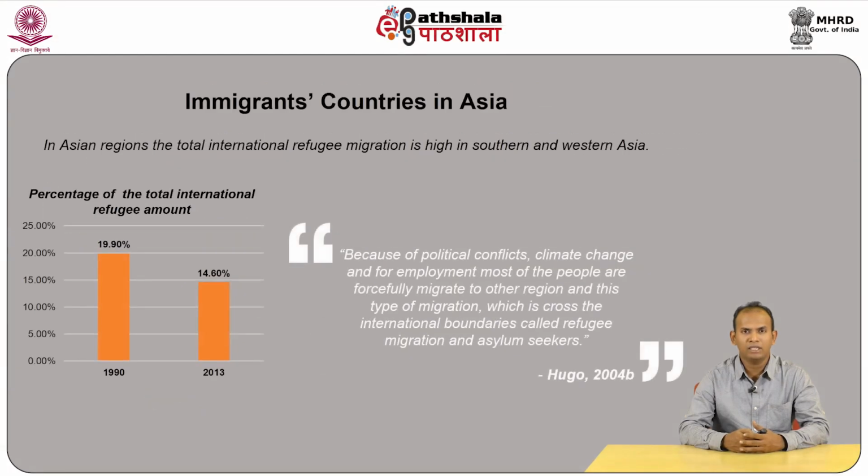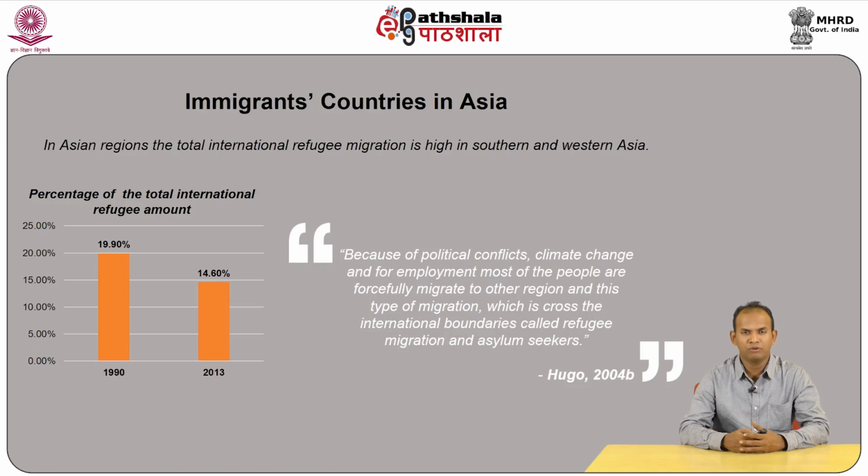According to the United Nations 2013, in 1990, the total international refugee share was 19.9% and this decreased in 2013 to 14.6%. In Asian regions, the total international refugee migration is high in Southern and Western Asia.